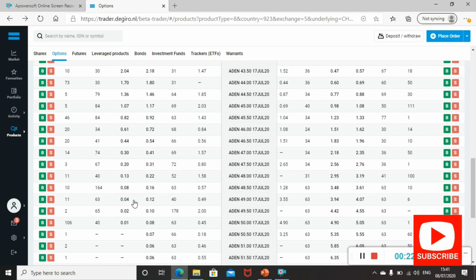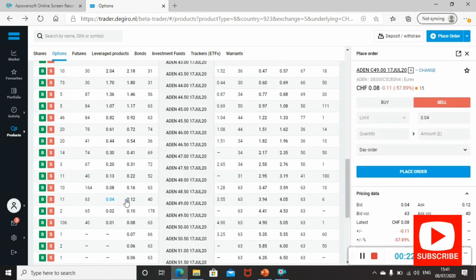In order to actually execute this contract, you can just click on the numbers on the left-hand side and it will generate the buying screen for you on the right. We can see the bid is 0.04 and the ask is 0.12. Check the details at the top. A Deco contract, call option is what the C stands for. 49 is the strike price and it will expire on the 17th of July 20.